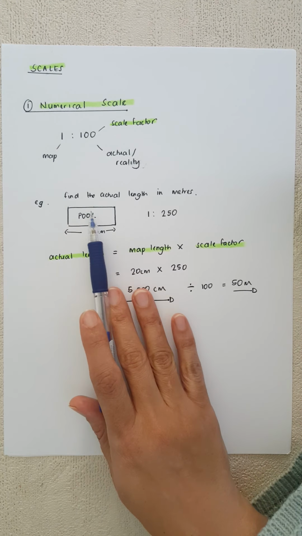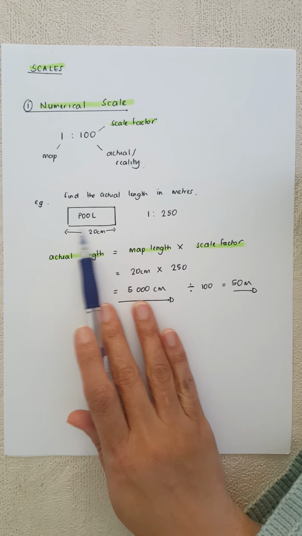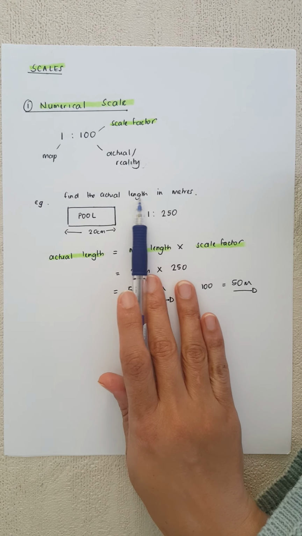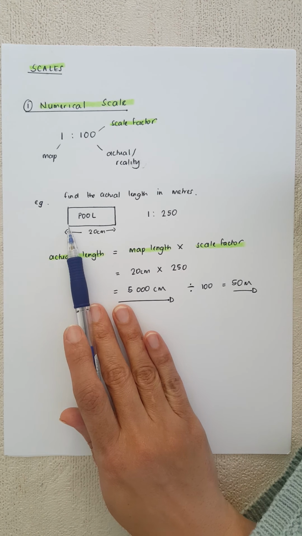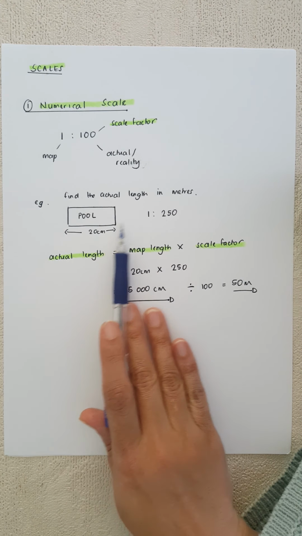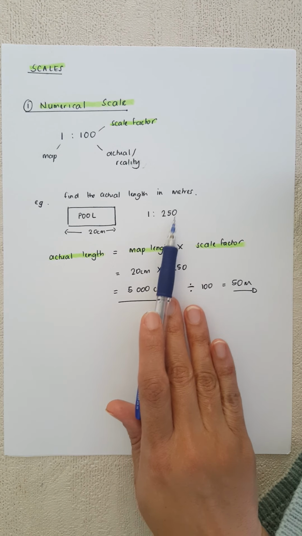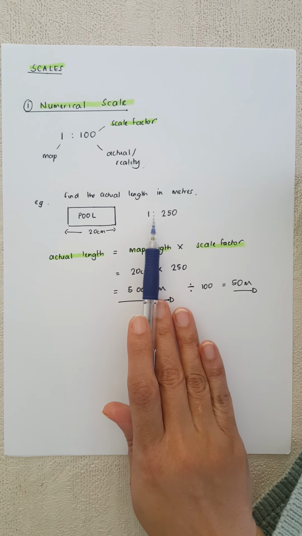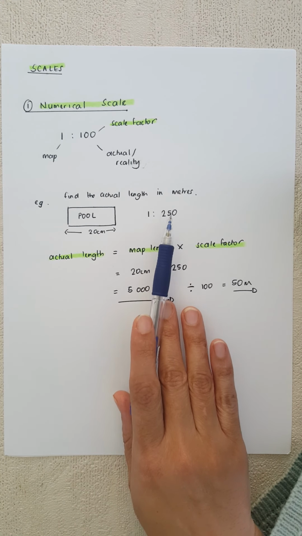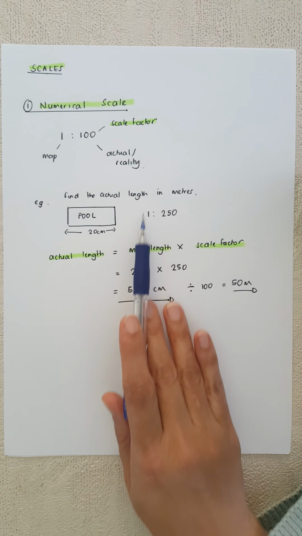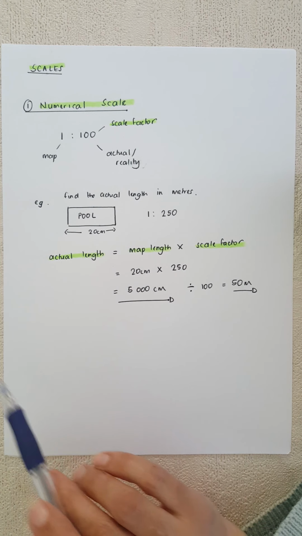So I've given you an easy example here. This is a pool picture and it says find the actual length in meters. The pool is 20 centimeters in the drawing, and next to it you have a numerical scale. It's saying 1:250. So we need to learn specific things about the numerical scale here.